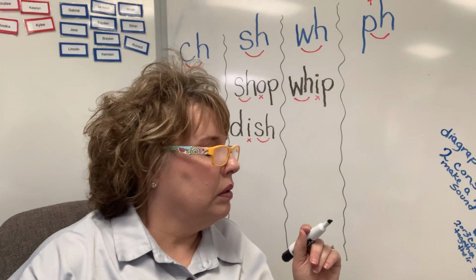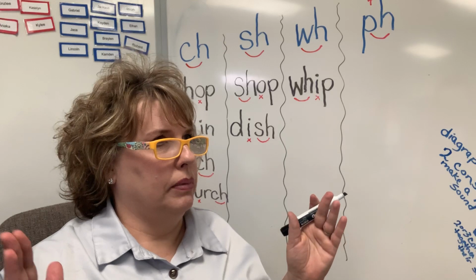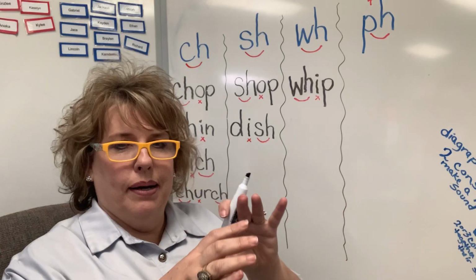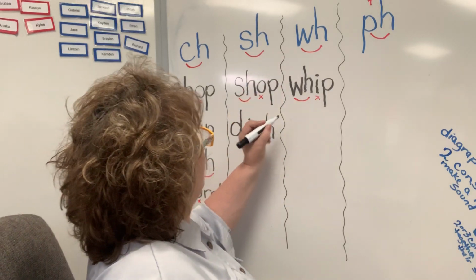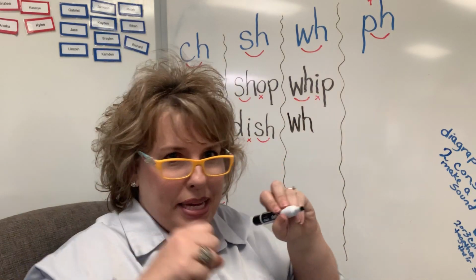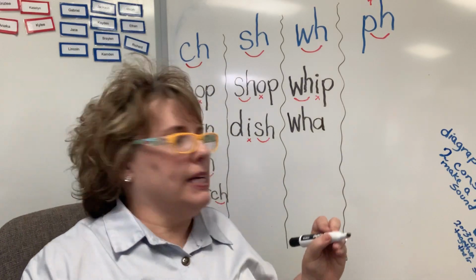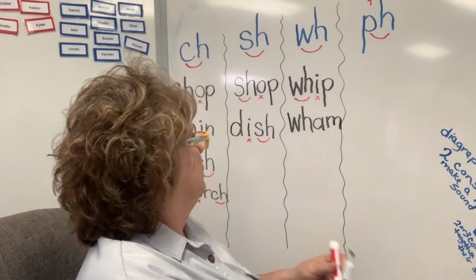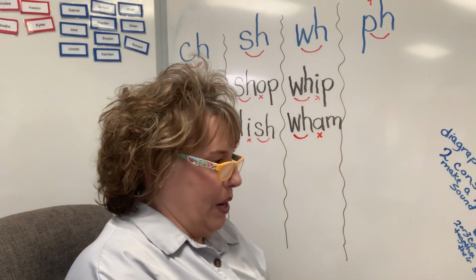What about wham? When you're playing cars and you crash into each other and they go wham. Wham. We're going to use our new digraph, WH. What makes that sound? And then what says M, you rub that tummy because it's going to taste good. Wham. There we go. That's like a little sight word hiding in that word, isn't it?